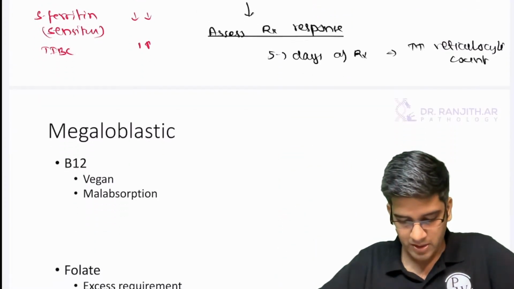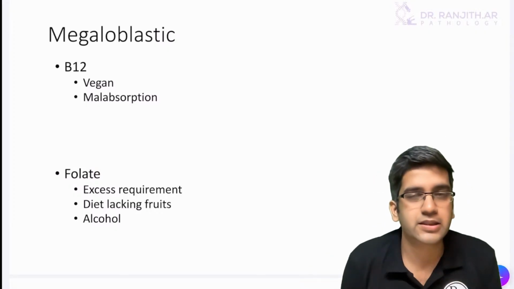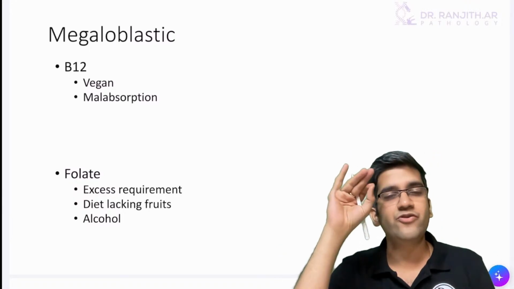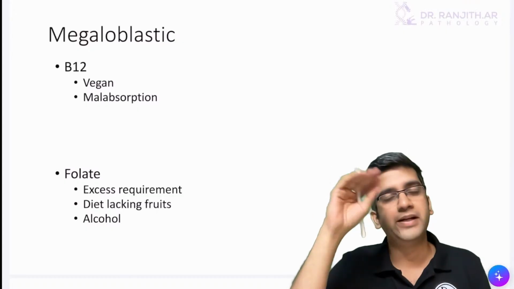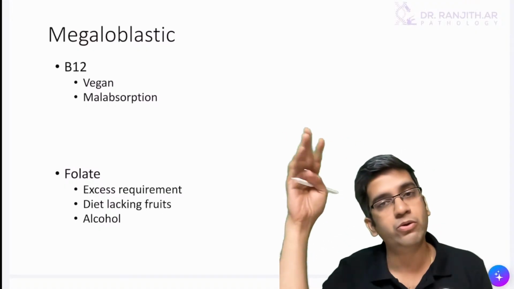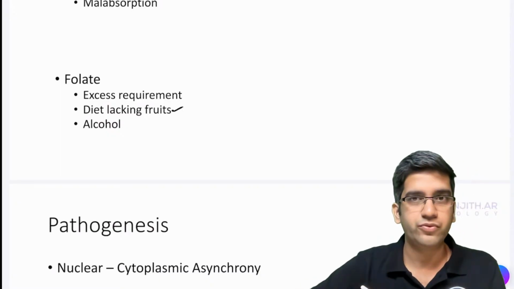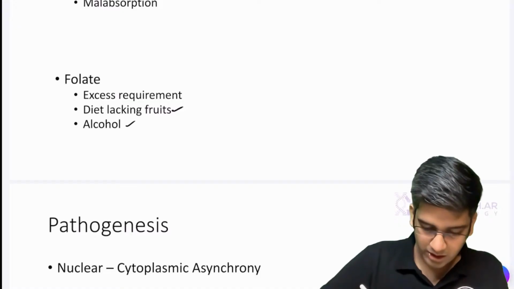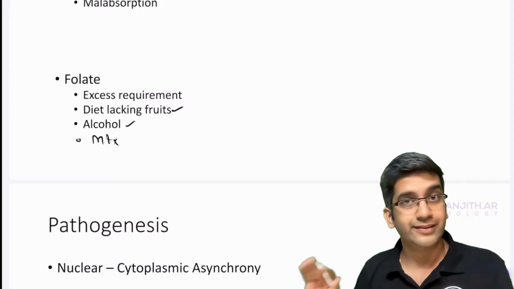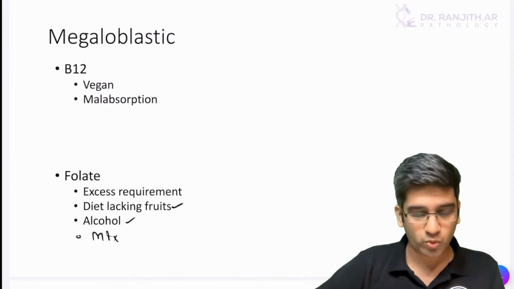Fine. Okay, now let's go to megaloblastic anemia. First thing: megaloblastic is B12 as well as folate deficiency. Read the question. If it is a vegan diet, write only about B12. Don't go and write about folate there. Or if it's pernicious anemia, autoimmune gastritis, write only about B12, don't write about folate, right? If it's a diet lacking fruits, alcohol ingestion, or the patient is on methotrexate, a dihydrofolate reductase inhibitor, then write only about folate, don't write about B12. You have to know, if it's an LAQ, what to write.